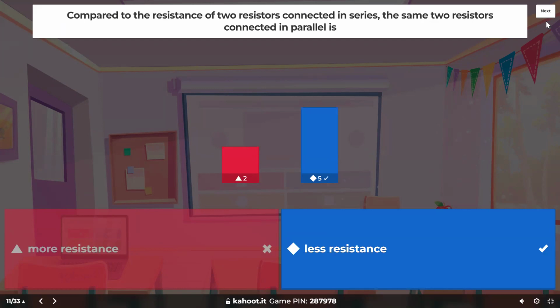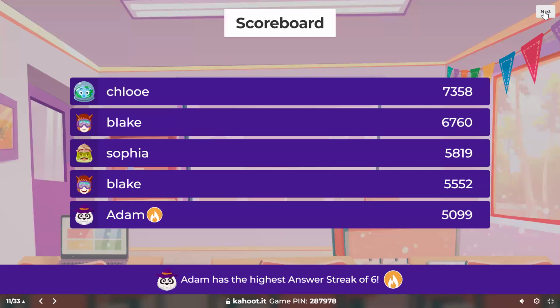Or how about product over sum? Guys, what's 10 times 10 divided by 10 plus 10? Is that 100 divided by 20? That's also 5. Okay, so 5 ohms in that case.